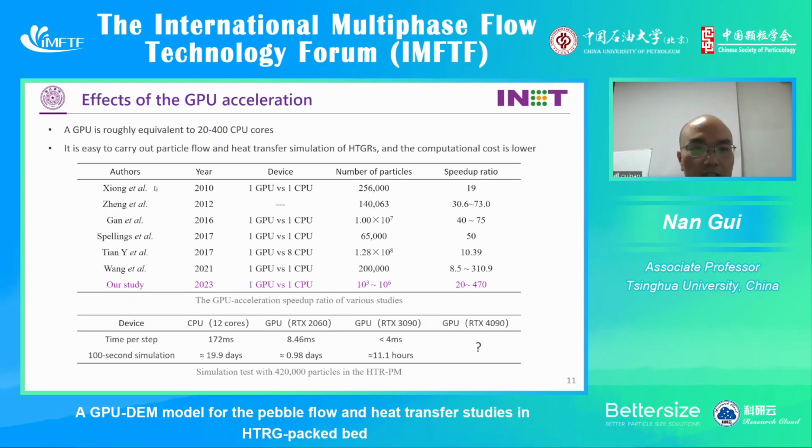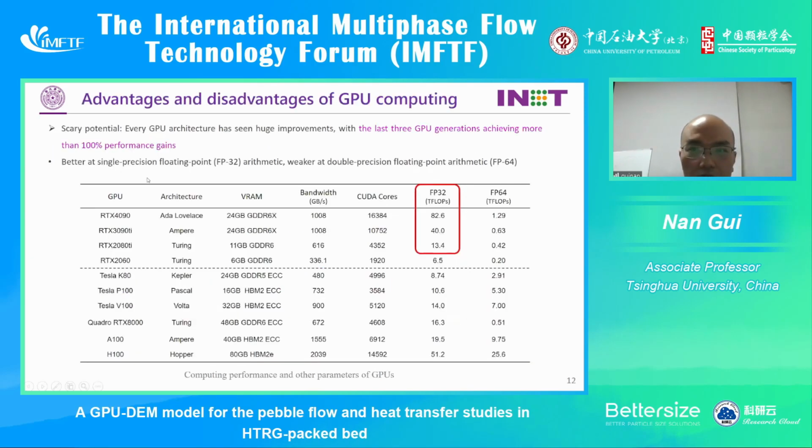And this table compares the performance of GPU generations. You can see that from one generation to the next, the overall performance may increase by more than 100%. So it is a very promising method, and we tried to use it in our study.